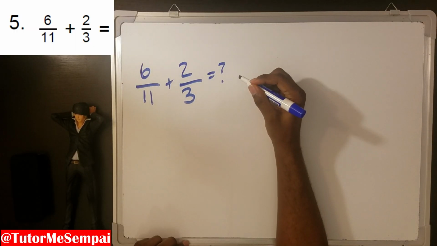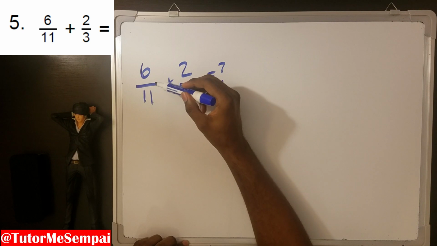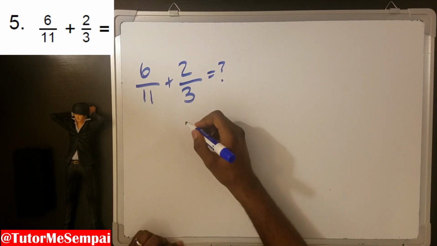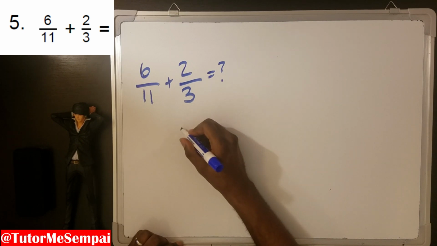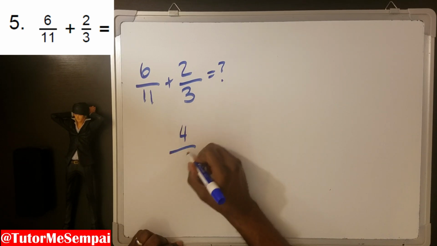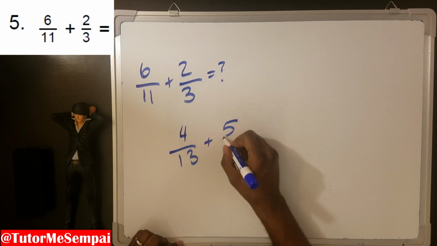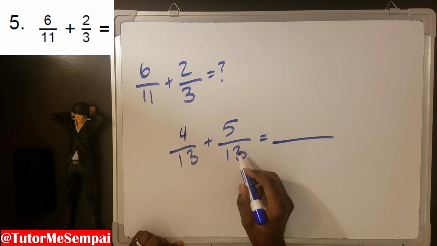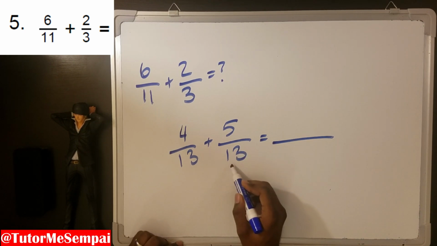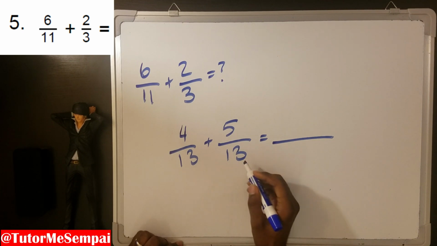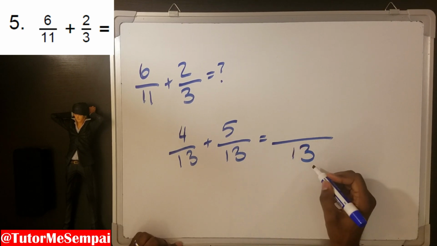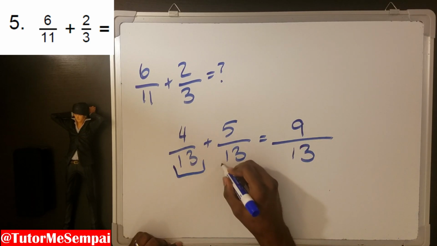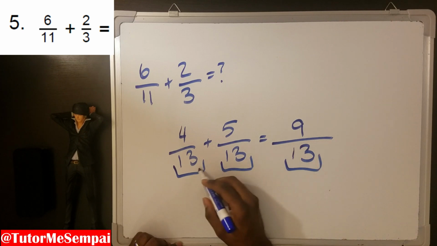So our question for today is 6 over 11 plus 2 over 3. Now, if you know how to handle adding fractions in general, you know that adding two fractions together requires them to have the same denominator. In this case, you keep the same denominator and you add across. But this is only possible because the denominator is the same.